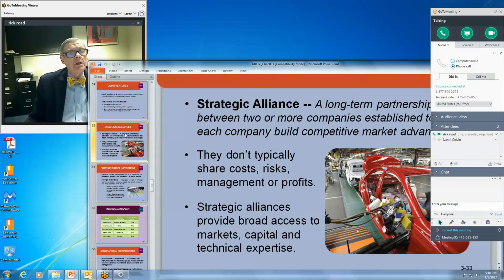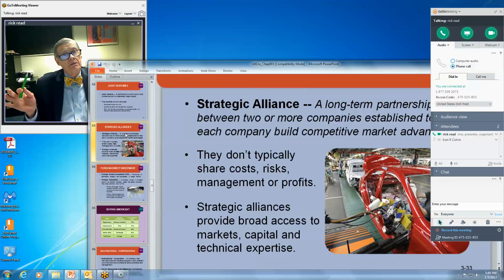Strategic alliance. This is a long-term partnership. Two companies build a competitive market, look for competitive market advantage, etc. Notice here that they're not typically sharing costs, risks, management, or profits. These provide broad access to markets and capital and technical expertise. There was a strategic alliance between General Motors and Toyota in California some years ago. Unfortunately, it did not pan out, and I don't know the reasons why, but it seemed to be beneficial to both companies, but then, just as I mentioned, fell apart.